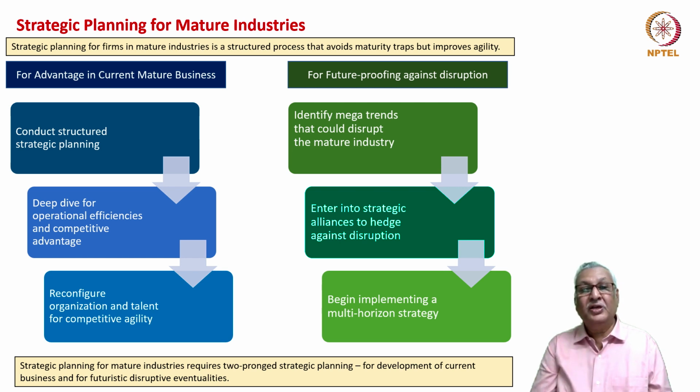For future-proofing against disruption in a mature business, we have to identify the mega trends and see whether we can get into those industries. That is the multi-horizon strategy. We have to enter into strategic alliances to hedge against disruption. And finally, we should implement the multi-horizon strategy. It is a two-pronged strategic approach. One, development of the current business, and two, development of futuristic businesses to future-proof the industry.